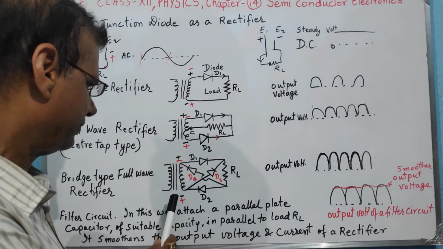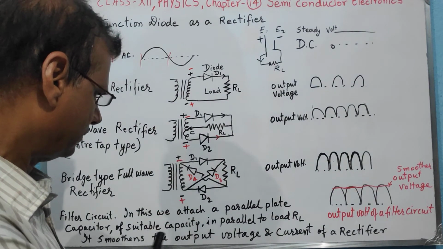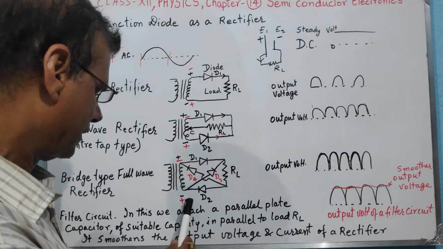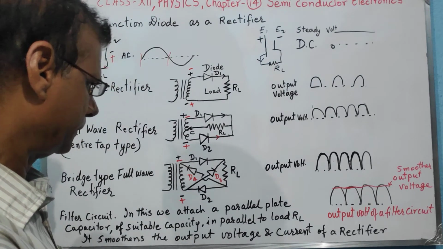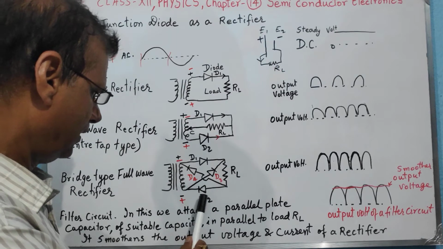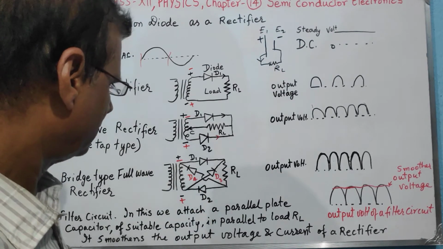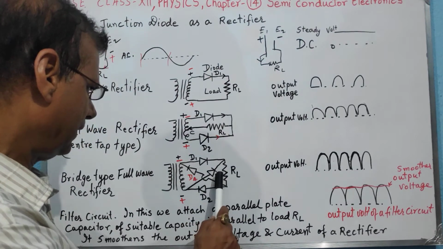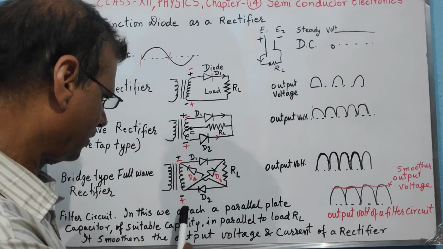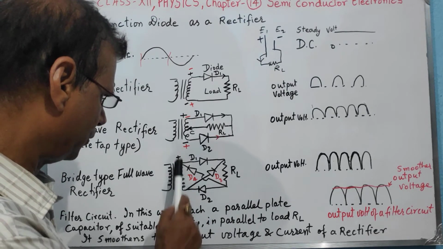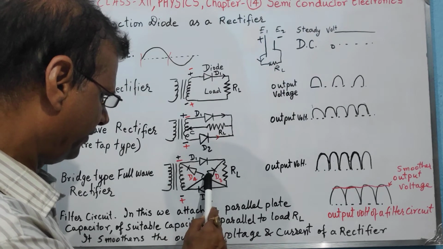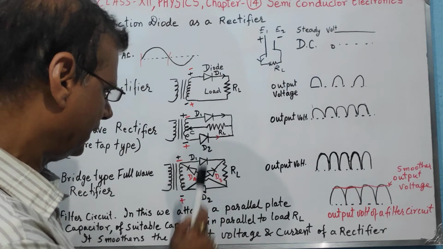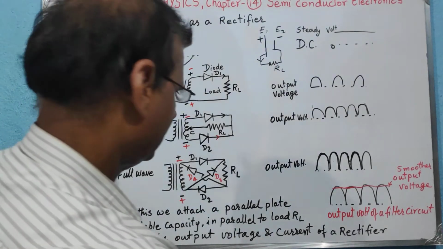Now during the second half cycle, what happens? The upper part becomes negatively charged, at low voltage, and the lower part comes to high voltage. As a result, D2 and D1 become reverse biased, so they do not conduct, but D3 is forward biased. You see during the second half cycle, which is shown by red ink, the left of D3 is at high voltage and the right of D3 is at low voltage. So D3 conducts, and then current starts flowing.